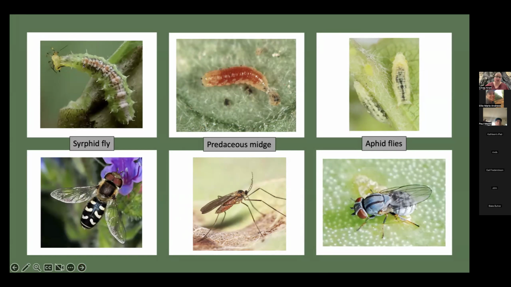So this is the syrphid fly larvae, and this is the adult. This is the predaceous midge, and this is the adult. This is an aphid fly larvae, and this is the adult. So the adults are the ones that lay the eggs that become the predators. But if you see these on your crops, these are the good guys.